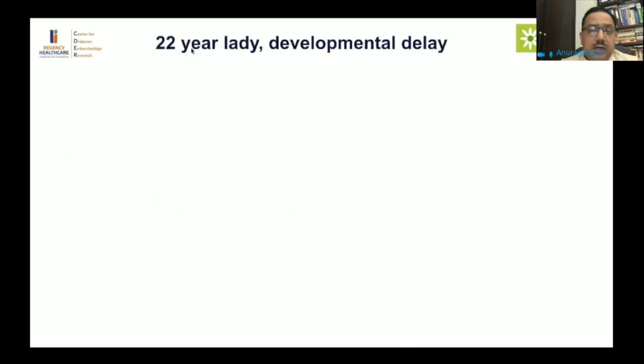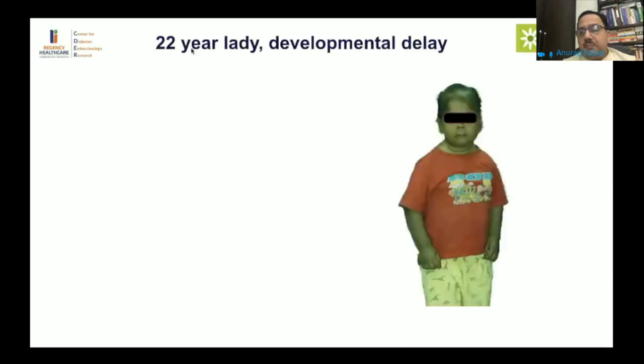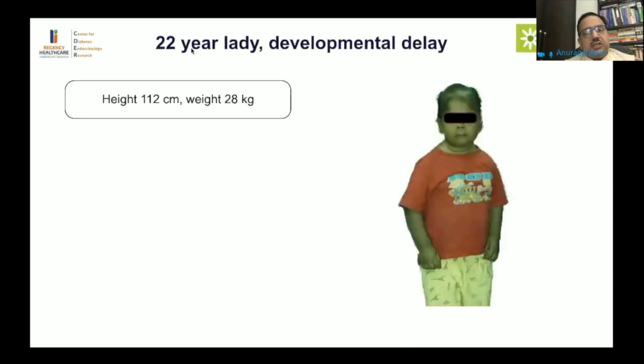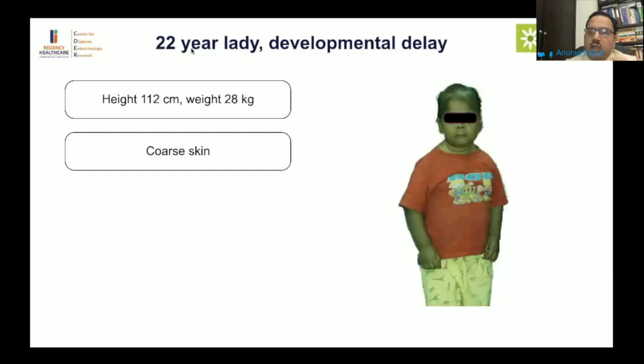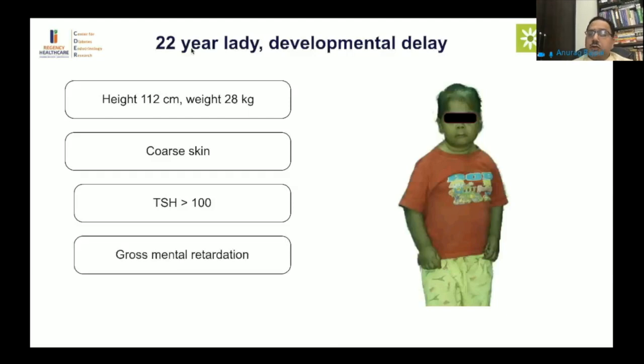This was a 22-year-old lady who presented with severe developmental delay, and you can see she is extremely short, had all the features of hypothyroidism, coarse skin, very high levels of TSH, clearly a case of congenital hypothyroidism with gross mental retardation presenting at this age, which really is something which we should not be having in this day and era of all the advances which happened.